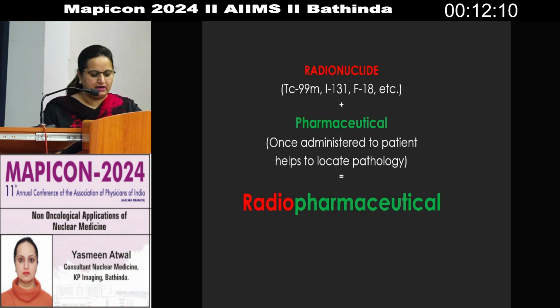So how do we image? First of all, we need a radiopharmaceutical. A radiopharmaceutical basically has two components, a radionuclide and a pharmaceutical. The radionuclide is the activity which we inject in tracer amount. It can be thallium, technetium, iodine-131, these are for the gamma cameras, and F18 for the PET scanners.